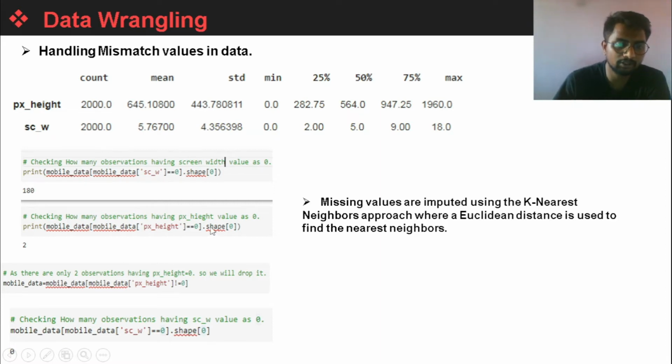This is not going to affect our modeling. So for the SC width, we use the KNN imputer method. First we replace the 0 values with NaN values. The missing values are then imputed using the k nearest neighbor approach, where Euclidean distance is used to find the nearest neighbor. Here we can see we have successfully replaced the NaN values.